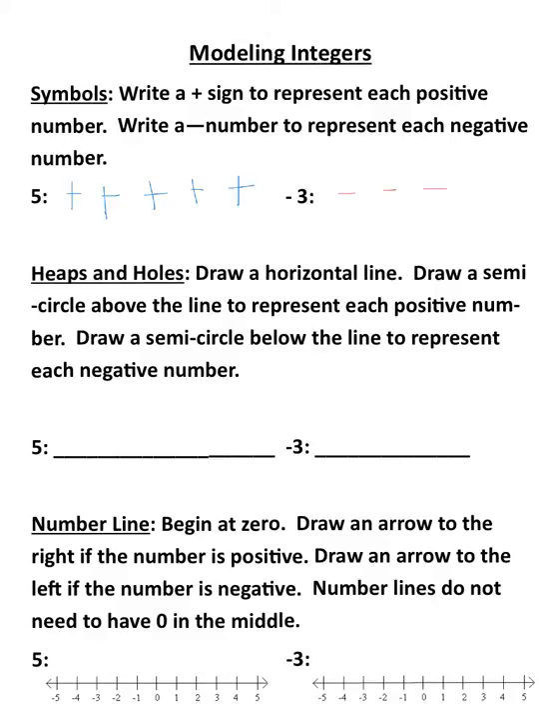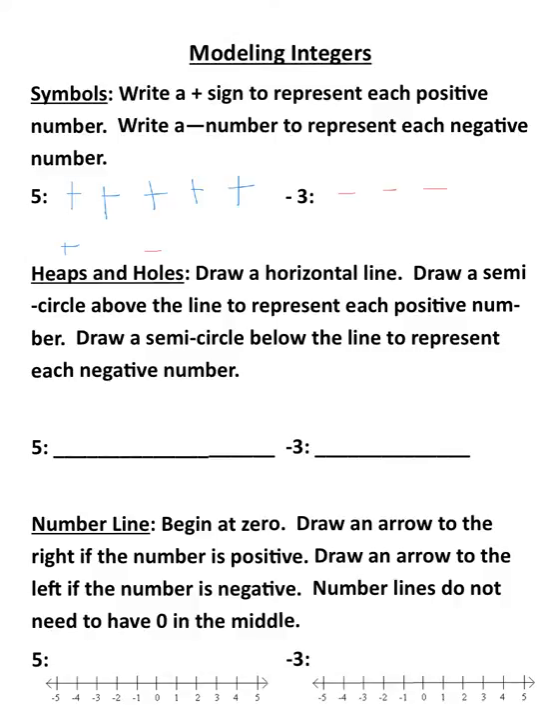Okay, now we're going to go to one that's extremely visual. It's called heaps and holes. You will notice that for both 5 and -3, but let's focus on 5 for right now, we have drawn a horizontal line. That is the first step. Now, we're then going to draw semicircles. If it is above the line, that means it's a positive number, just like a heap of dirt on the ground. If it's a negative number, we represent that with a hole, meaning it's a semicircle below the line, because it's a hole in the ground.